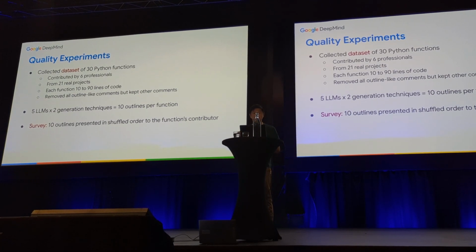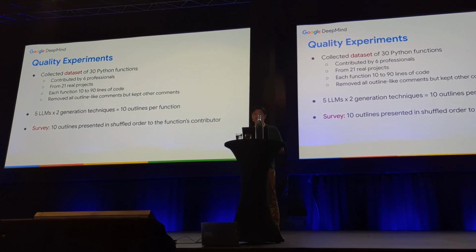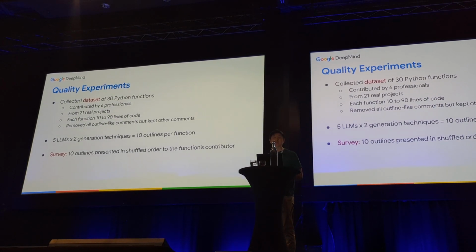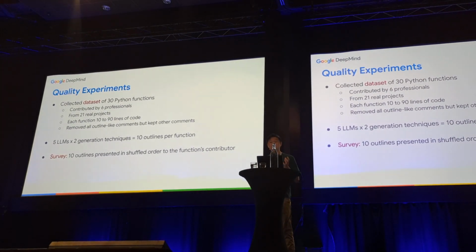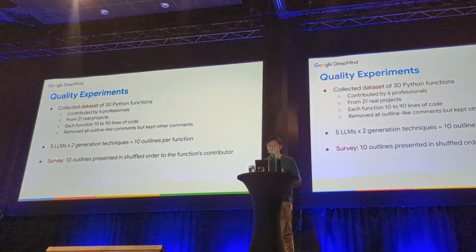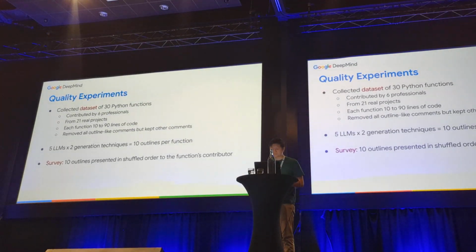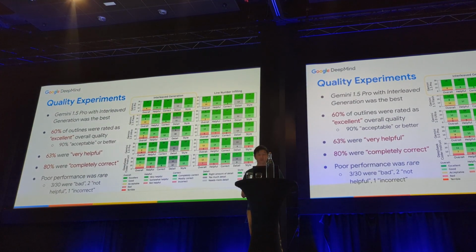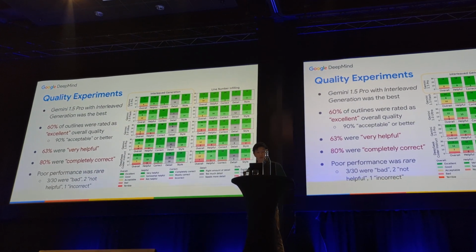We ran some quality experiments where we collected a data set of 30 Python functions contributed by 6 Googlers. We ran a survey where we generated 10 outlines per function and had them rated by the function's contributor because they are very qualified to judge. Gemini 1.5 Pro with interleaved generation was the best combination we tried.